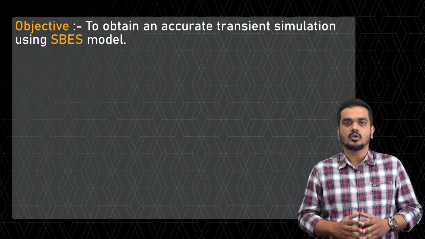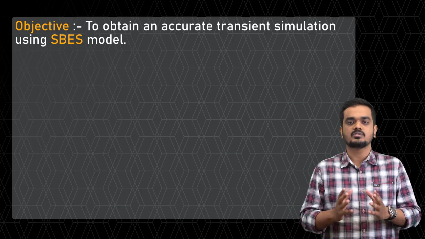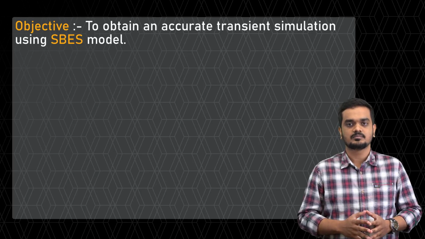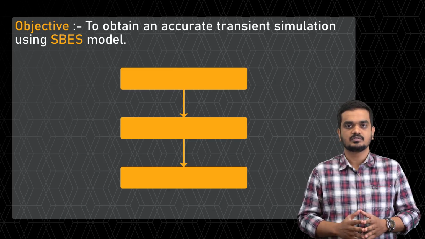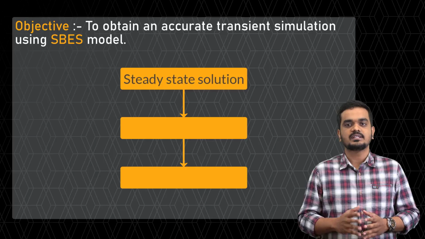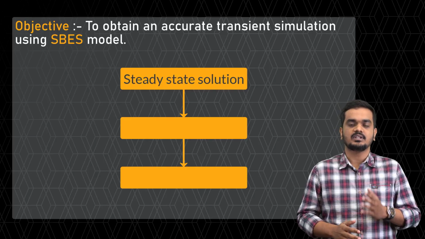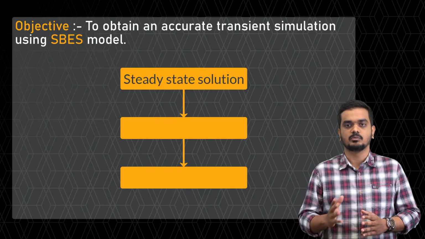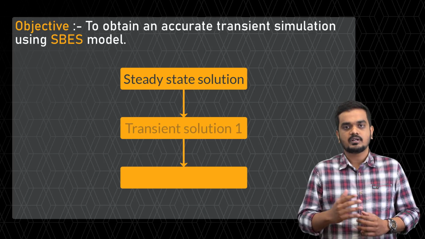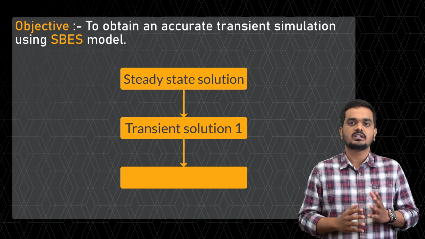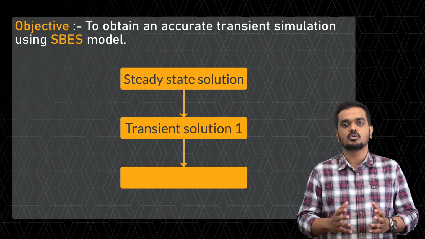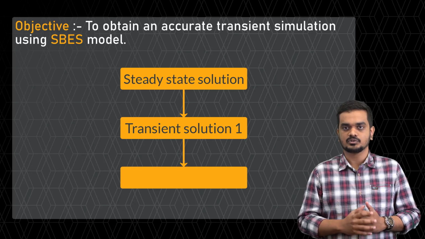Our objective is to obtain an accurate transient solution using the SBES model along with generating appropriate animation files for analyzing the results. To achieve this, I will carry out the simulation in 3 stages. First, I will obtain the steady-state solution, which will act as the initial solution for the subsequent transient simulation. Then, I will run the transient simulation for a certain number of time steps to purge those initial transients that may exist in the solution variables such as drag force.